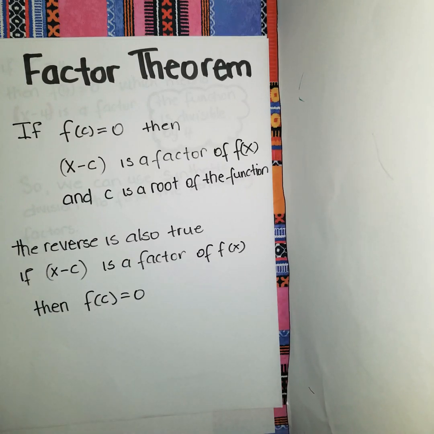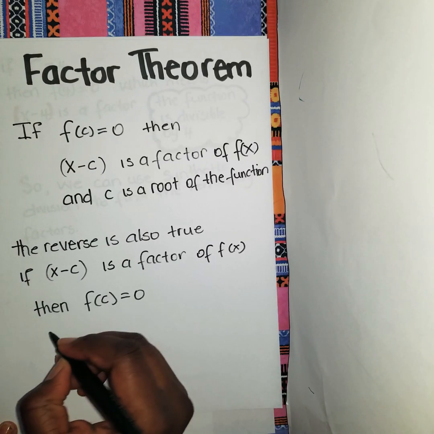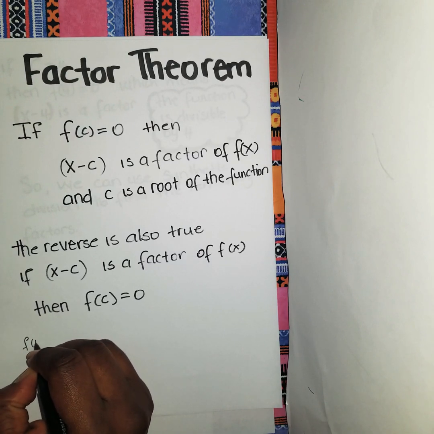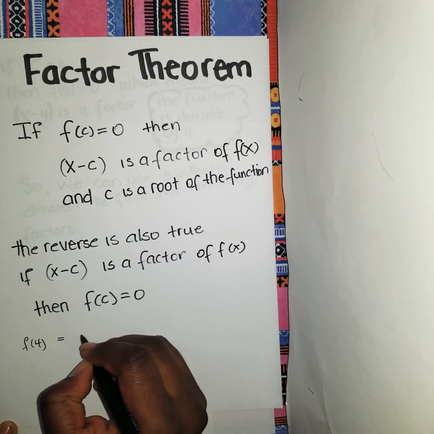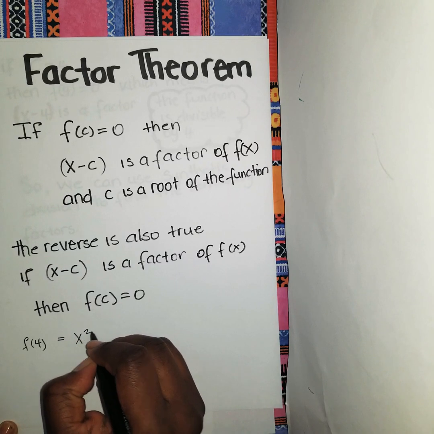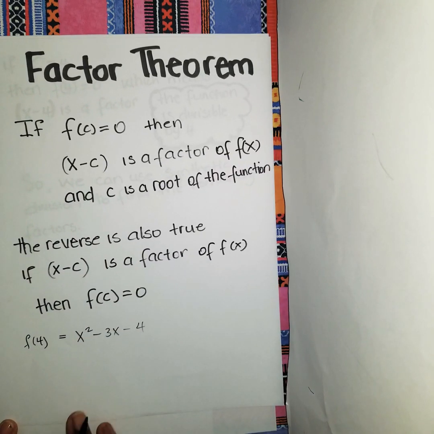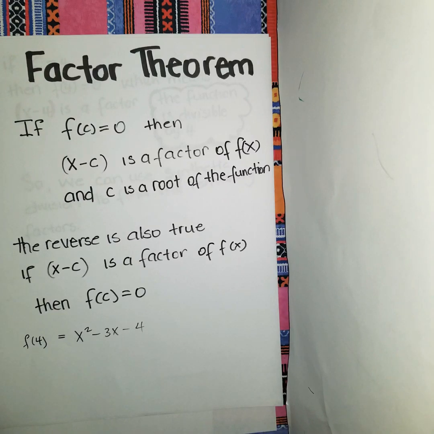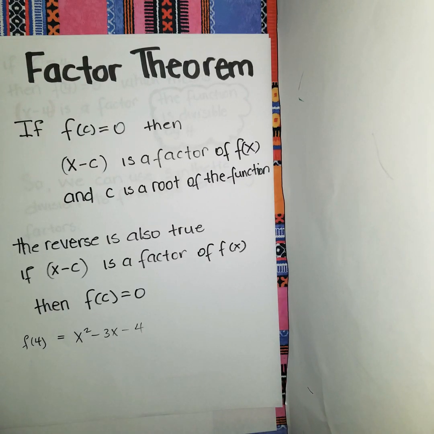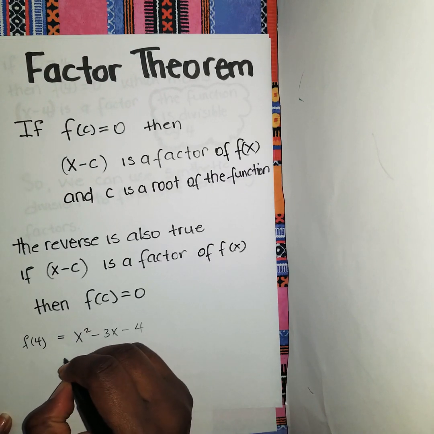Let's say f of 4, and the function given is x squared minus 3x minus 4. When you put 4 into this function, it should give you 0. That's what they're basically talking about. So let me do that part for you.